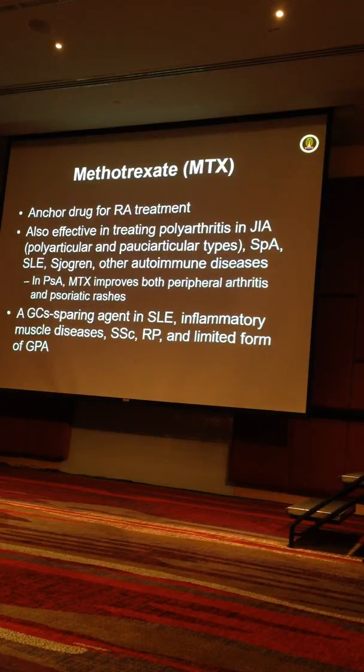Methotrexate is the anchor drug for rheumatoid arthritis treatment, and it is also effective in the treatment of polyarthritis in several diseases. It's also a glucocorticoid-sparing agent in lupus, in inflammatory muscle disease, including dermatomyositis or polymyositis, and systemic sclerosis, relapsing polychondritis, and a limited form of granulomatosis with polyangiitis, the new name of Wegener's granulomatosis. For methotrexate in psoriatic arthritis, it can improve the skin and the joint symptoms.